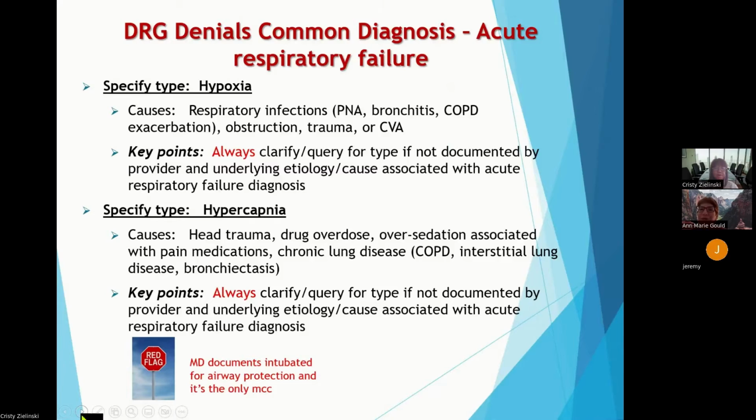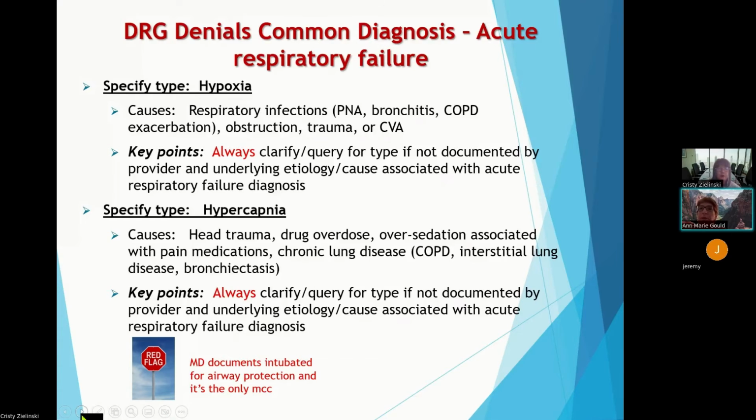Okay, and our other lovely one we have, acute respiratory failure, whatever type it is. So your hypoxia, right? What other causes? Of course, your respiratory infections. It could be pneumonia, bronchitis, even COPD exacerbation, an obstruction, trauma, or even a CVA, right? So the key point here: always clarify the type, if not documented by the provider, and the underlying etiology or cause associated with the acute respiratory failure diagnosis. You always want to have your clinical evidence to support that diagnosis.